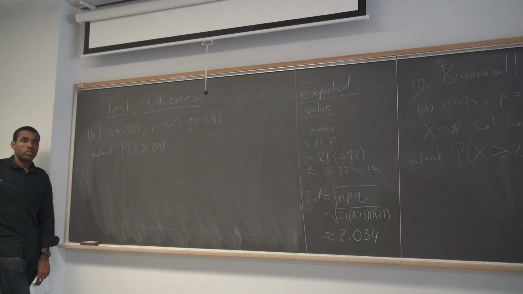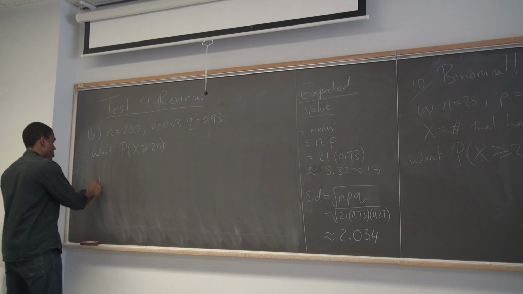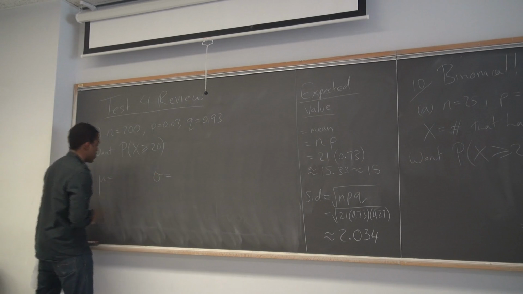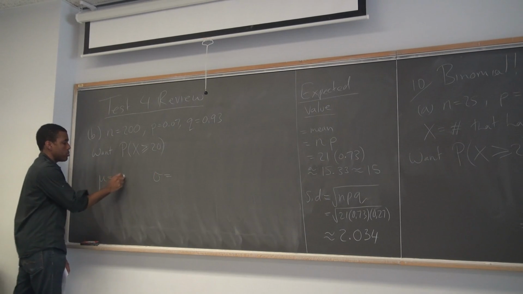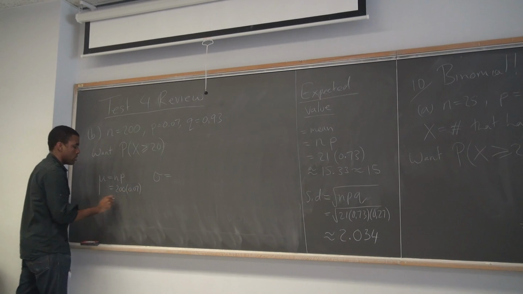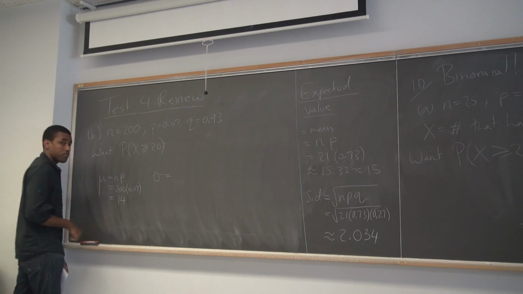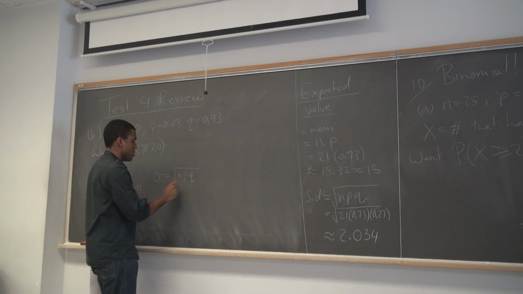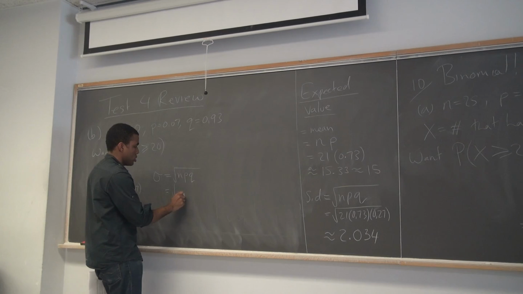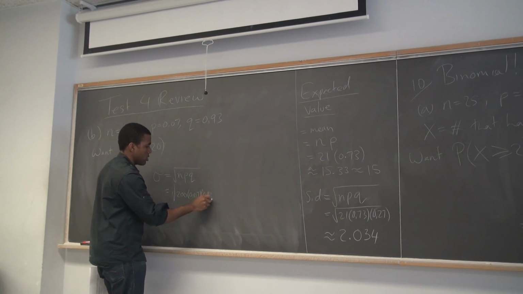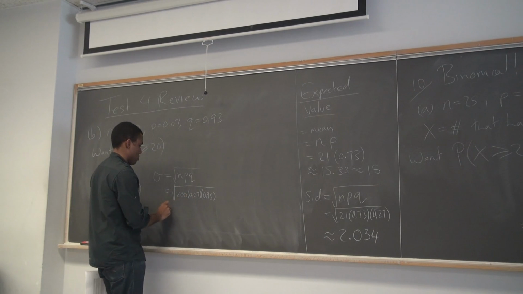How do you find the numbers? We have to find the z-score. You need to find the mu, and we need to find the standard deviation. So mu is n times p, which in this case would be 200 times 0.07, which is 14. Standard deviation is radical npq, which is radical of 200 times 0.07 times 0.93, which is 3.608.